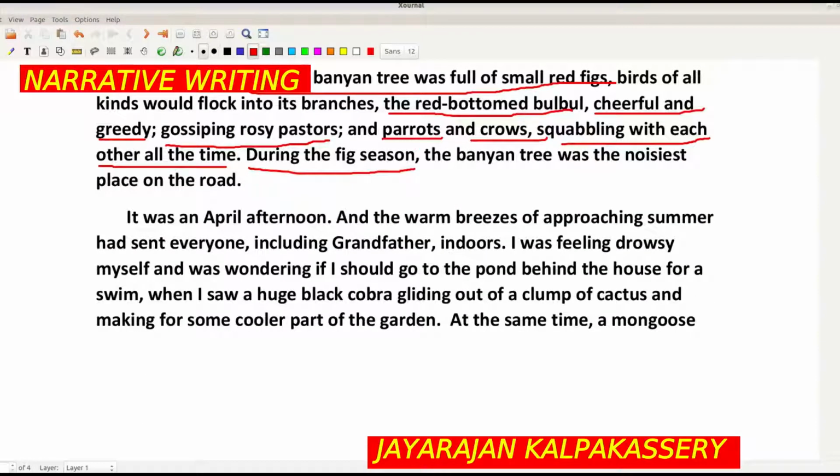Here you see the next paragraph. It was an April afternoon. Again, the setting, and the warm breeze, involvement of nature, is given. So, why am I telling all these things? These are all narratives. And what's a narrative, we have to think again. And how to write a narrative, we have to learn. Okay?